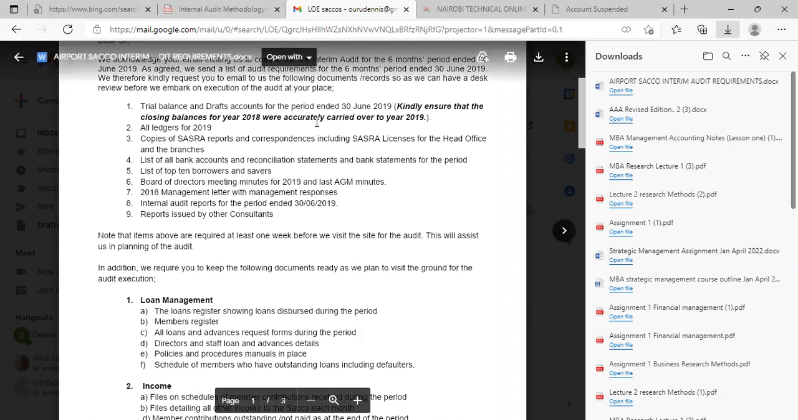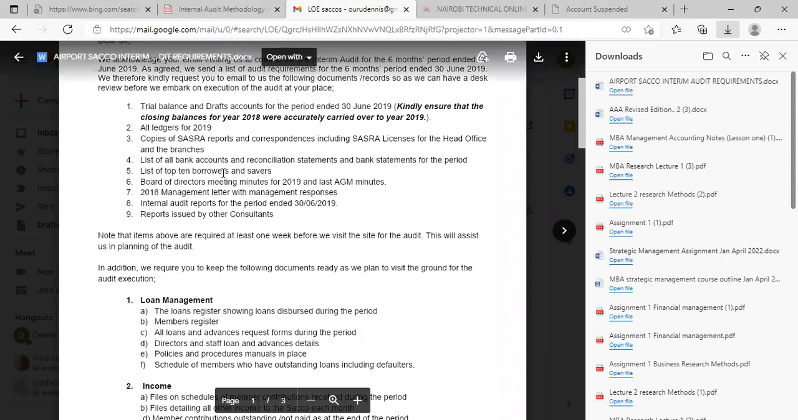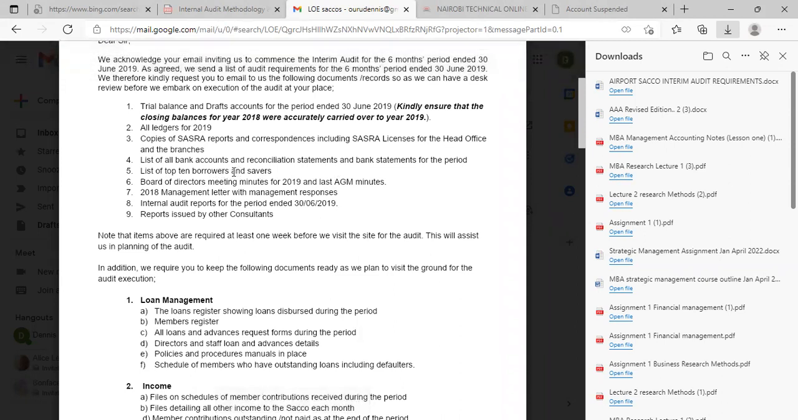This is a list of requirements you send to the client prior to the audit. They have not yet arrived, but you have already told them the things you want them to prepare. List of all bank accounts and reconciliation statements. List of top 10 borrowers, the top 10 clients that they have given money, and top 10 savers, those who save a lot. Board of directors meetings during the year and the last AGM.